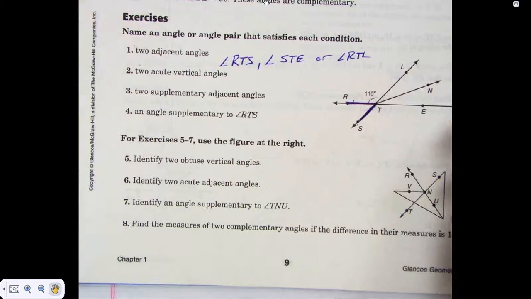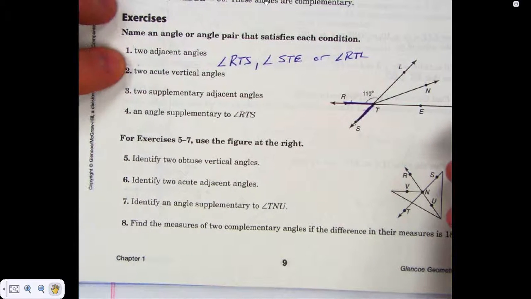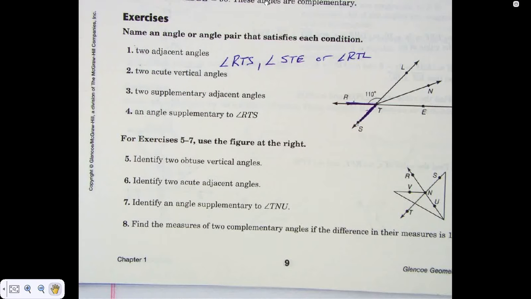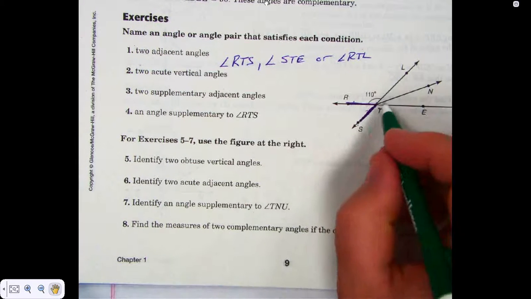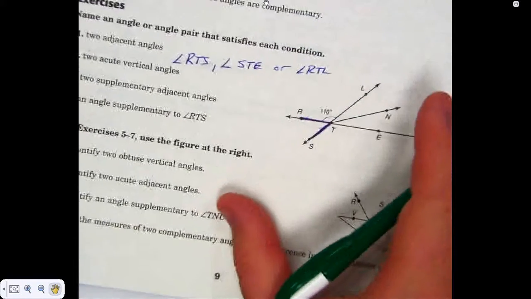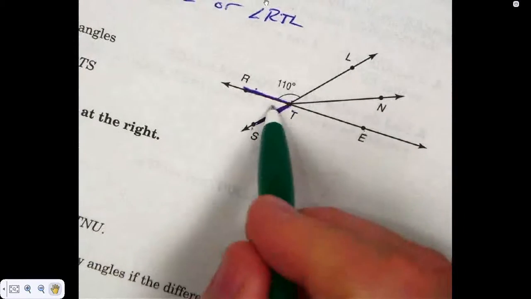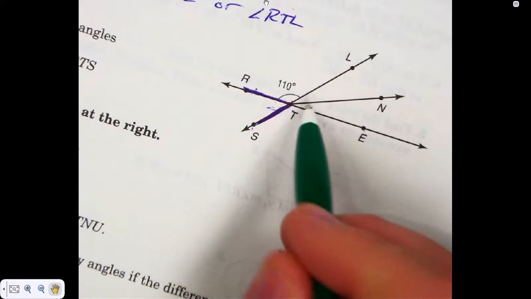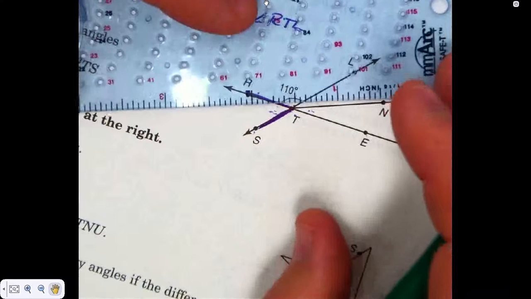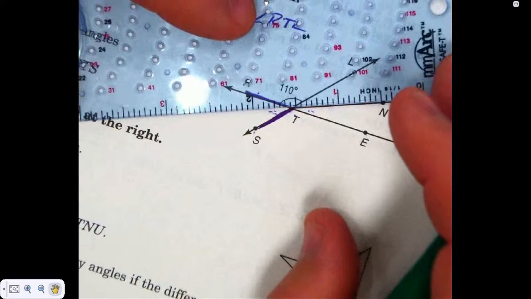Two acute vertical angles. Acute means they're less than 90 degrees. Now, understand something here. Everybody look up here at the picture. These two right here, are they vertical angles? No, they're not. Why? Because if I was to extend that line, is that really the opposite angle where two of them intersect?